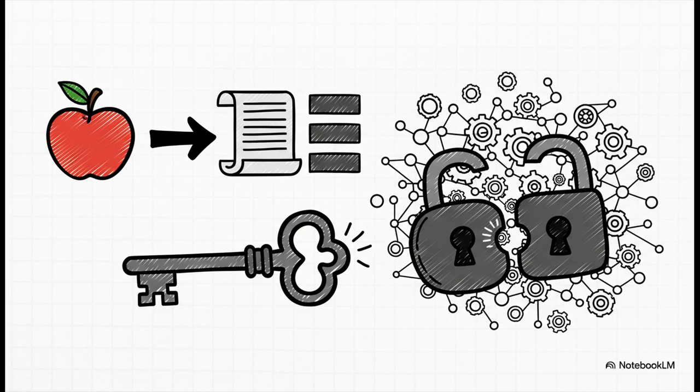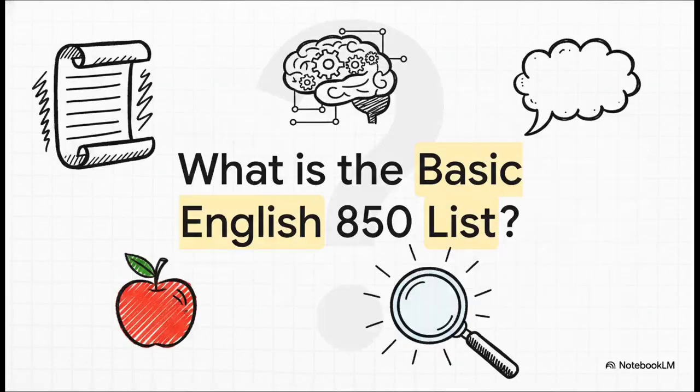Apple is on the Basic English 850 list. And with that, suddenly that word simple stops being just an adjective. It becomes a whole system. So yeah, that one line just opens up a huge question. The name itself, it sounds both official and kind of mysterious. What is this list, and why is our word apple on it?